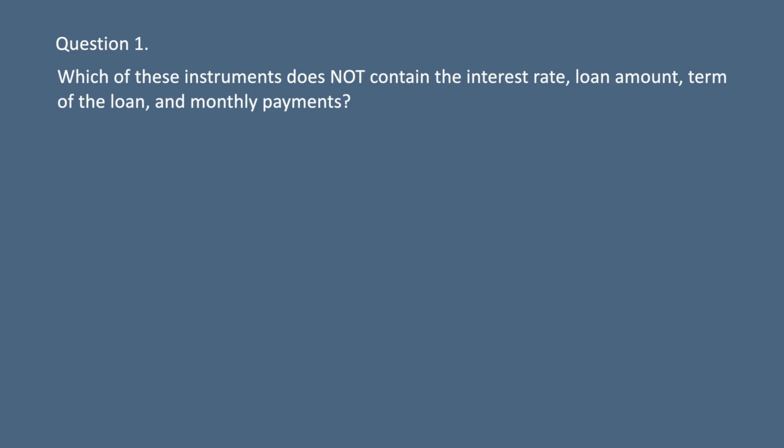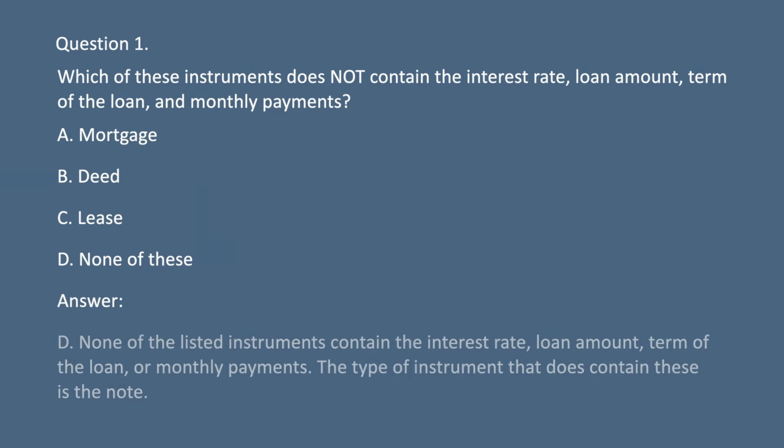Question 1. Which of these instruments does not contain the interest rate, loan amount, term of the loan, and monthly payments? A. Mortgage. B. Deed. C. Lease. D. None of these. Answer D. None of the listed instruments contain the interest rate, loan amount, term of the loan, or monthly payments. The type of instrument that does contain these is the note.